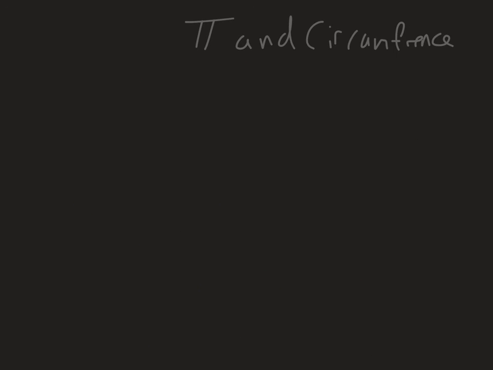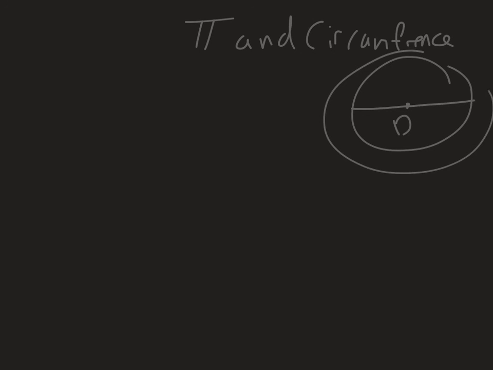Now that we've talked about the vocabulary, let's talk about pi and circumference and how the two are related. If we look at a circle and consider the diameter, for now let's call it d for diameter, and the distance around the circle, let's call it c for circumference. For thousands and thousands of years, people have been making circles, measuring the diameter and measuring the distance around the circle, the circumference, and they've found a ratio.